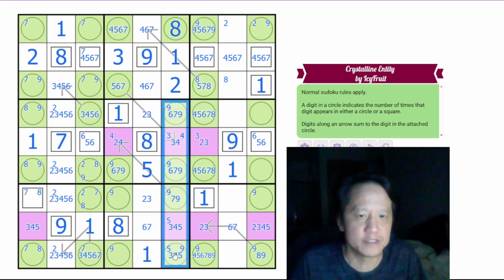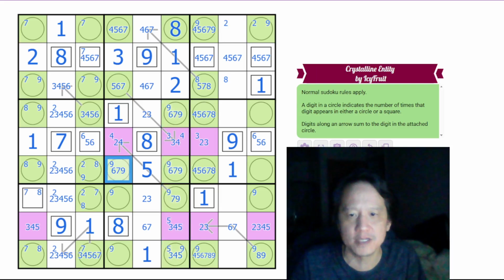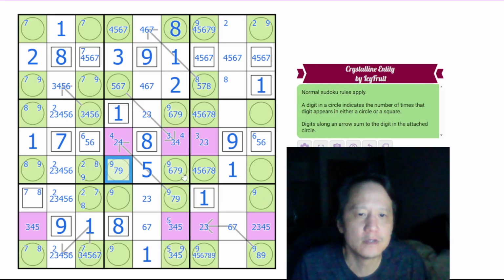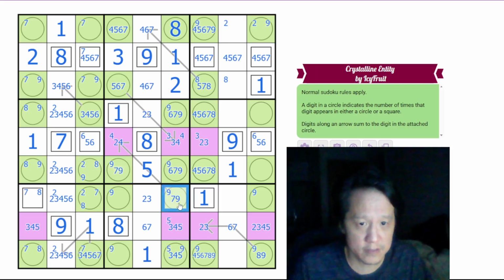Six in column 6 has to be one of these two cells, so this can't be 6 here. That means this digit is the same as this. Guaranteed. Right? This digit cannot be either of these two, so it must be here.